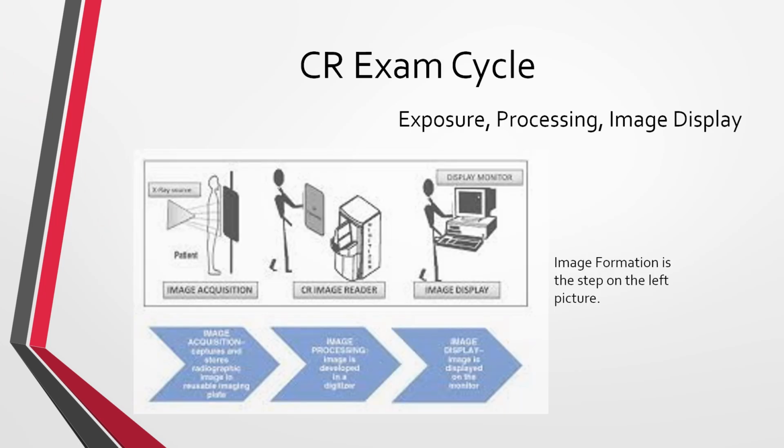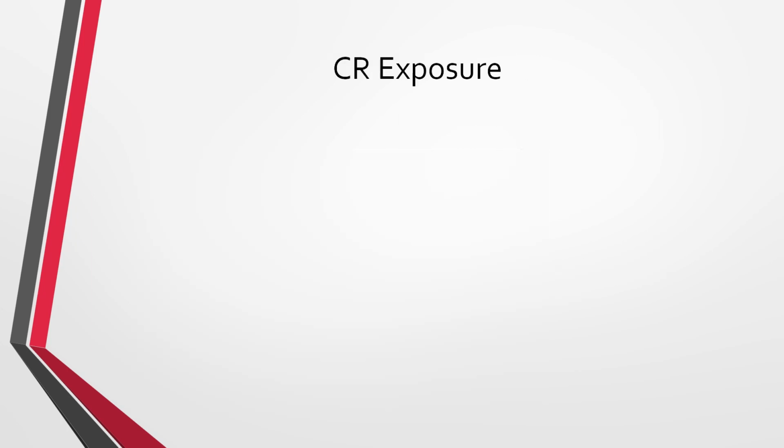Let's look at CR image formation. So the CR exam cycle: the plate's exposed, it's processed, and then the image is displayed. So this is a process. Image formation is the step on the left. Image formation is happening when the x-rays are being created and the patient's being exposed. Okay, and the plate should be here, hopefully, and it's receiving those x-rays.